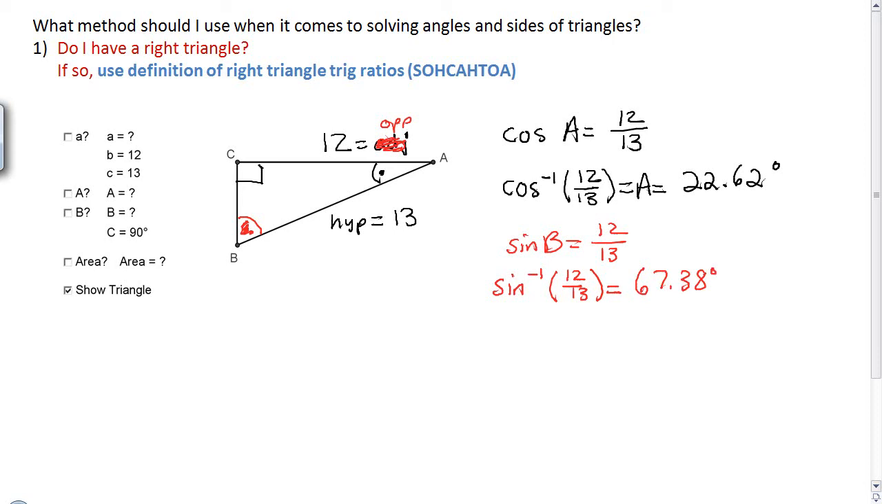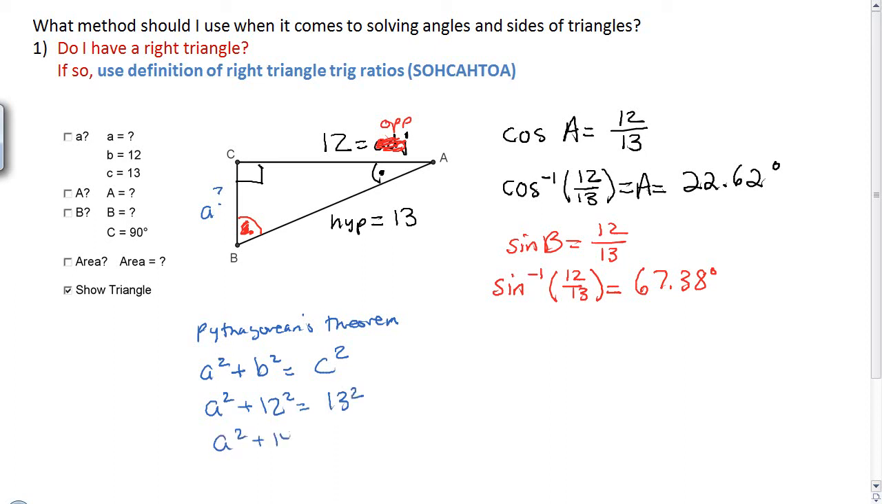If I need to find a side, like this one over here, this is real simple. We're going to go back to good old Pythagorean's theorem. We're going to say that, in this case, literally A, which I don't know, squared, plus B squared happens to equal C squared. So if A squared plus 12 squared has to equal 13 squared, and A squared plus 144 equals 169, then A squared would have to equal 25, and therefore I know that this side length is 5.